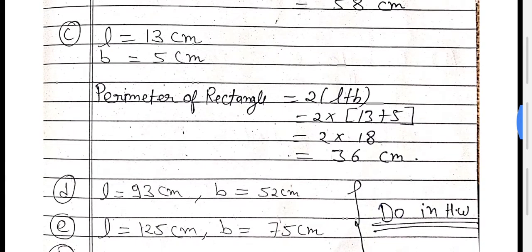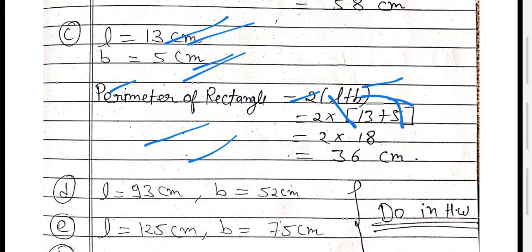Now come to part C. L is equal to 13, B is equal to 5. So the perimeter of a rectangle is what? 2 into L plus B is the formula. Just write the value of L as 13 and the value of B as 5. Now add, it becomes 18, 13 plus 5 is 18. Now 18 into 2, you get 36.